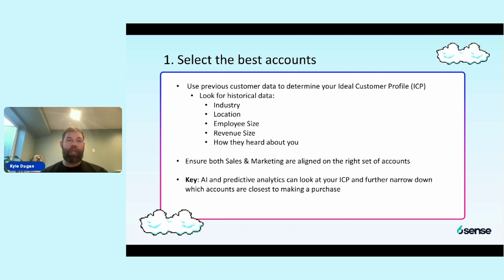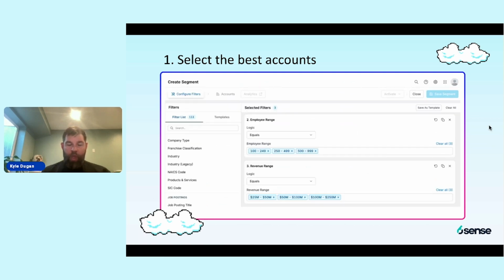Specifically for 6sense, we've got in-market stages that we can look at to tell where accounts are in their buying journey. When we select the best accounts, and this is all going to be through our platform and how we set it up, we start with creating a segment. A segment is basically a group of accounts built through what you filter off of. And for us, with ICP, one of the ones I think most companies use is employee range and revenue range.